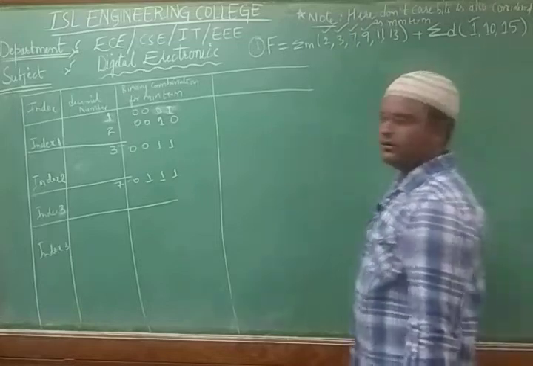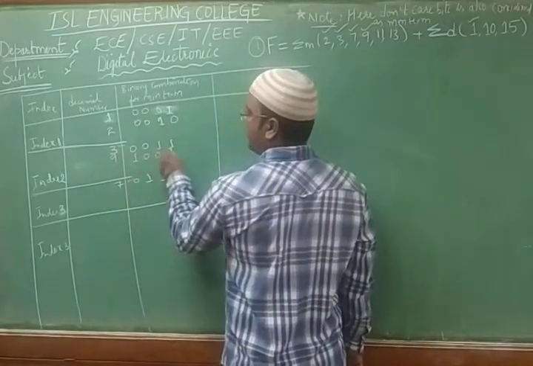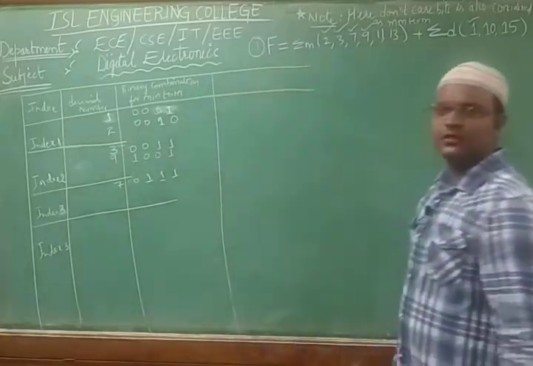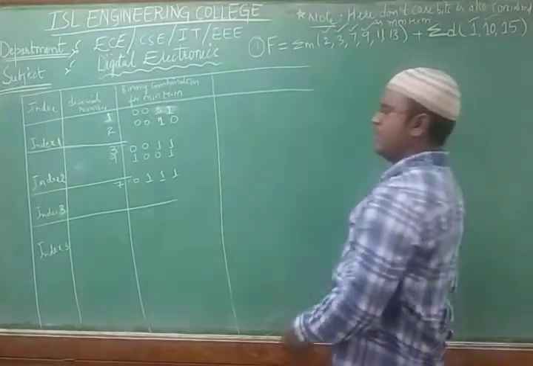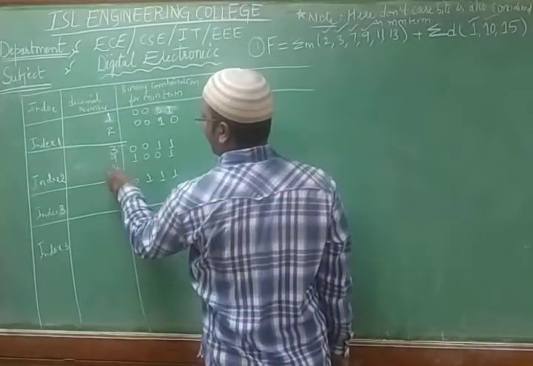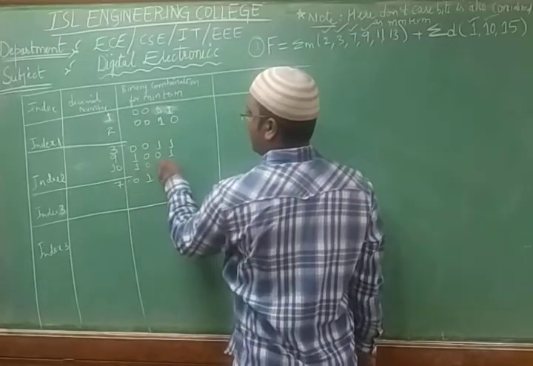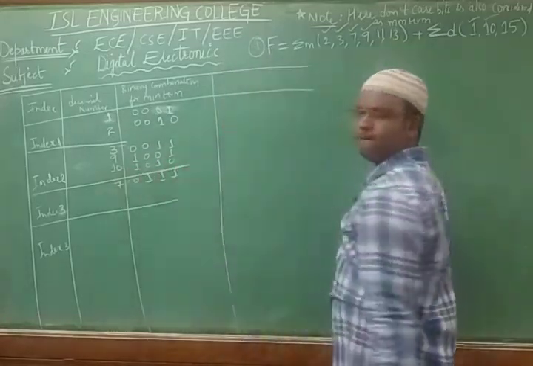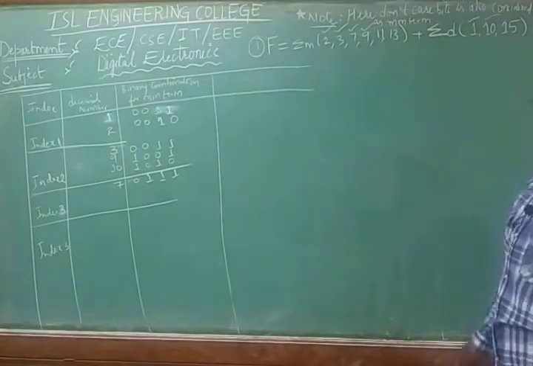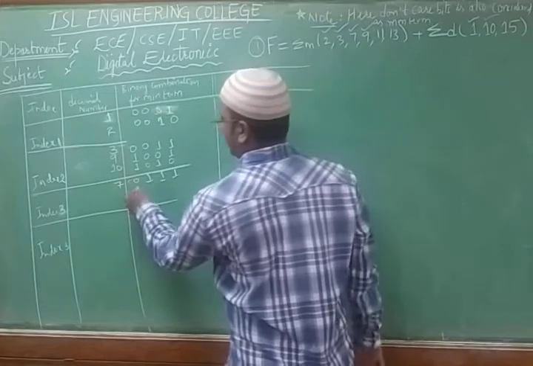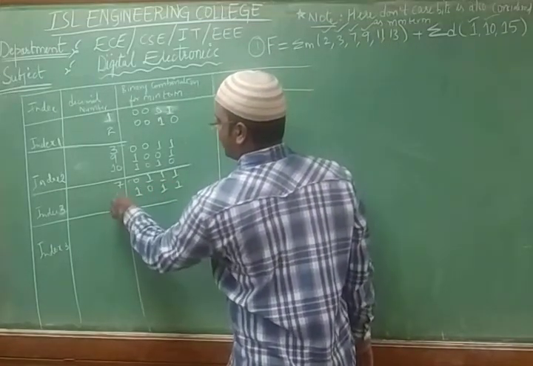What is 9? 9 comes under index 2, because 9 is nothing but 8 plus 1, make it as 9. We wrote 9. After 9, 10. 10 also comes under index 2. So I can write 10 here. What is the value of 10? 8 plus 2, make it as 10. After 10, what is the next number? 11. So 11 I can go for index 3. 11 is nothing but 8 plus 2 plus 1, which is 11.